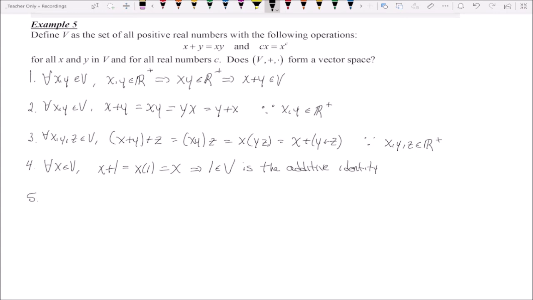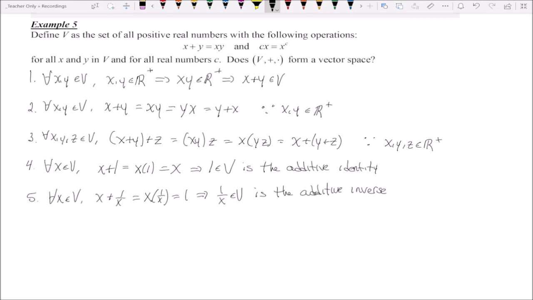We also have to prove additive inverse. Well, let's call it 1 over x. That would be x times 1 over x, which is 1, our additive identity. And we know that 1 over x is also a positive real number. So 1 over x is also in V. And this is the additive inverse. That proves the 5 for addition.